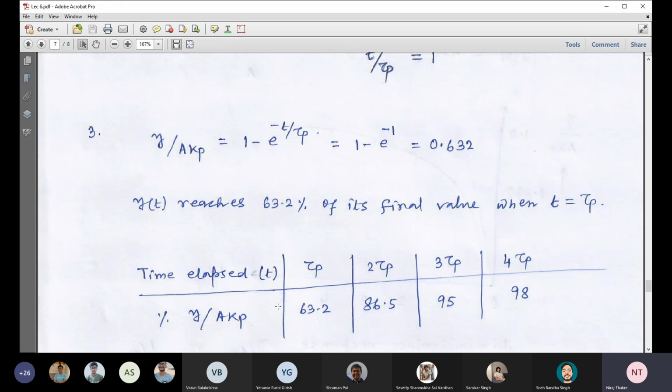So you are understanding what is this percentage value. Okay. So when t equal to 4 tau p, we are close to our ultimate response. 98% we cover.